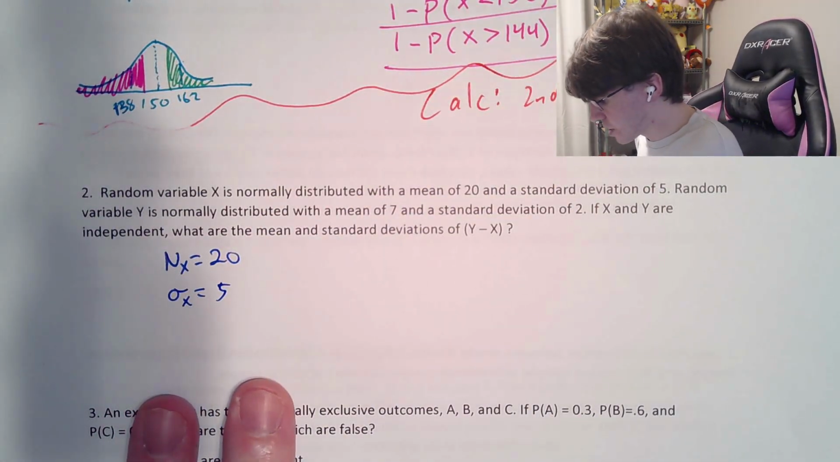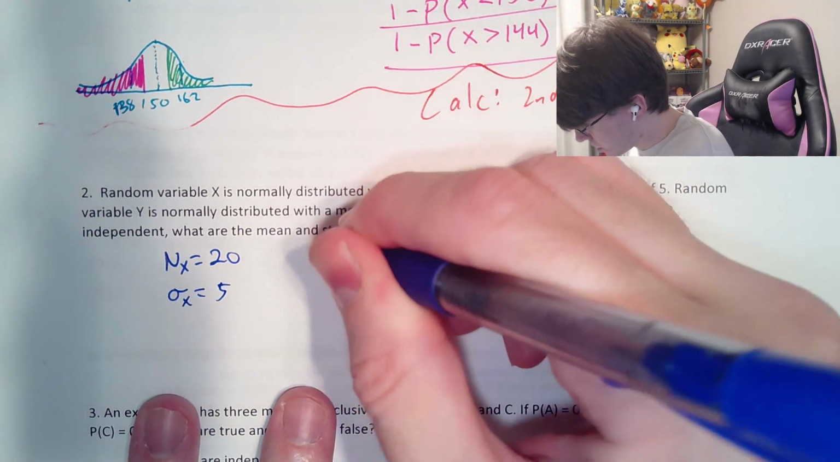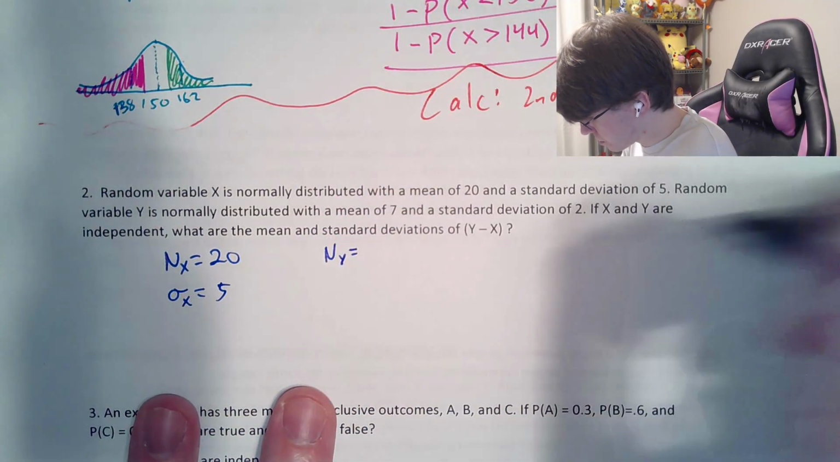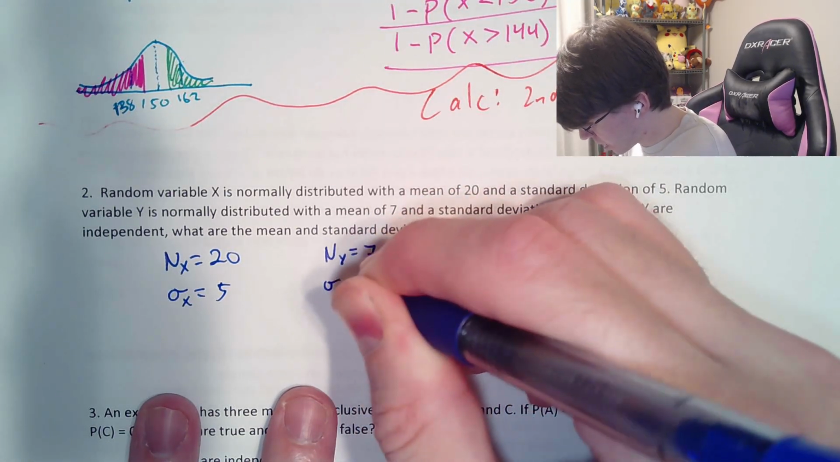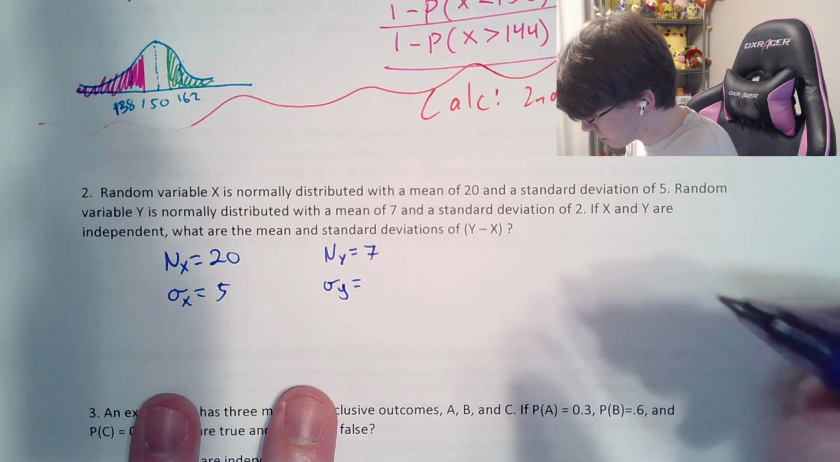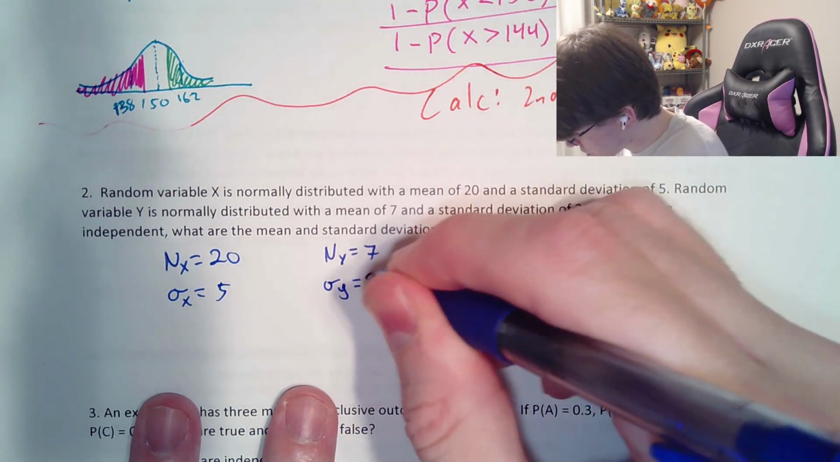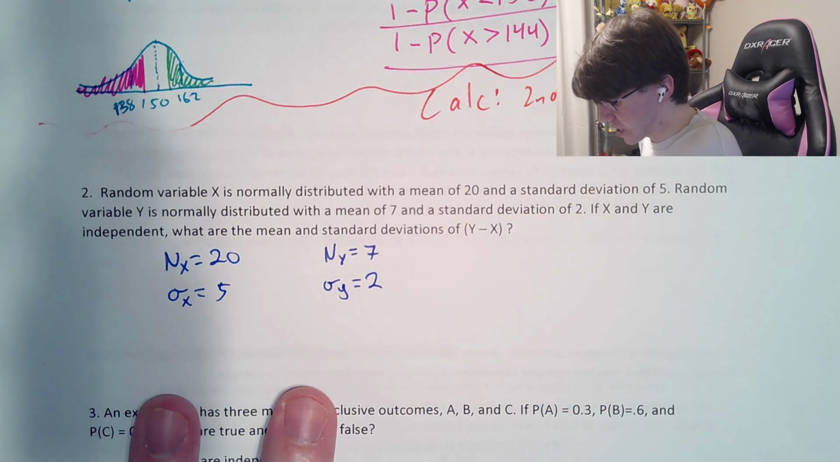And random variable y is normally distributed with a mean of 7. So the mu of y is equal to 7. And the standard deviation of y is, what did I write? That's supposed to be capital Y. I apologize. And your standard deviation of 2. If x and y are independent, what are the mean and standard deviation of y minus x?